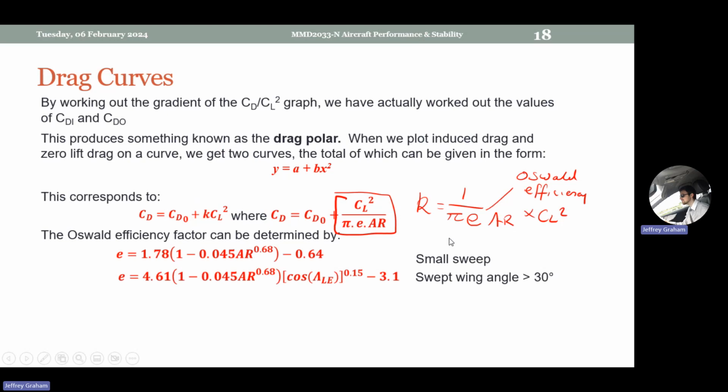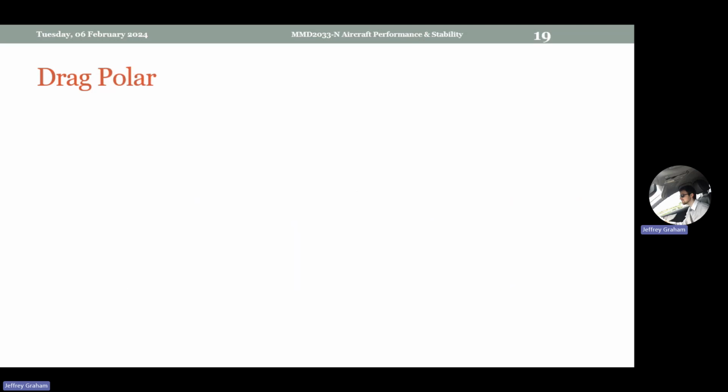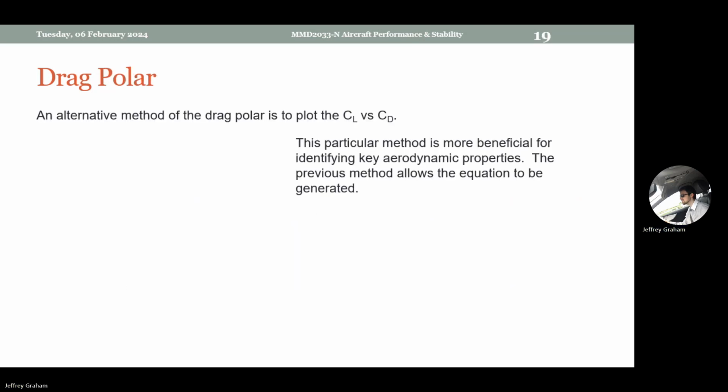Right, and the Oswald efficiency depends on the wing sweep. So a quick approximate method here. Right, you can only really use these if the aspect ratio is bigger than 6. Very typical for most wings anyway. Well worth mentioning. Now, once you've got the drag polar, so once we've got CD equals CDO plus K CL squared, we can then move into producing drag curves.